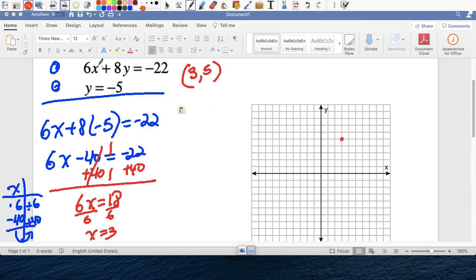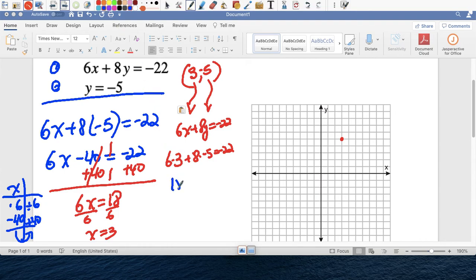So just to double check, let me take equation 1, which is 6x plus 8y equals -22. Let me plug in both of these points, right? The corresponding places. So I get 6 times 3, y is -5 by the way, plus 8 times -5 equals -22. Is that true? Yeah, it looks like it.